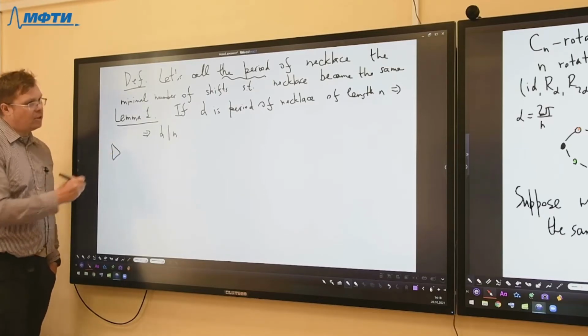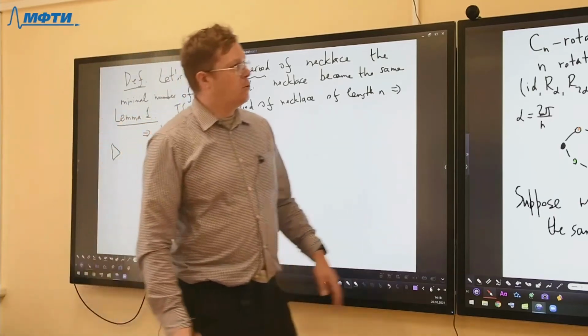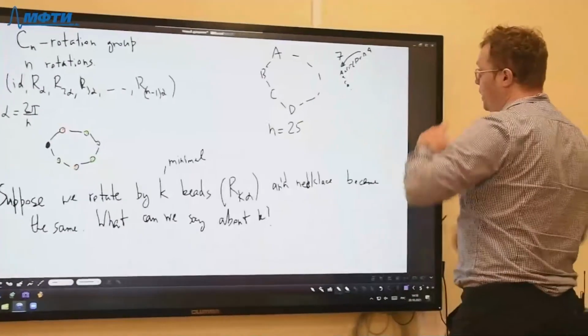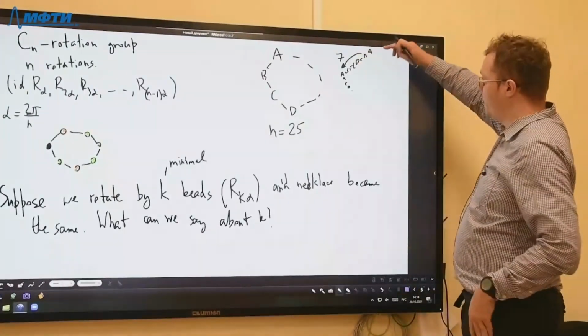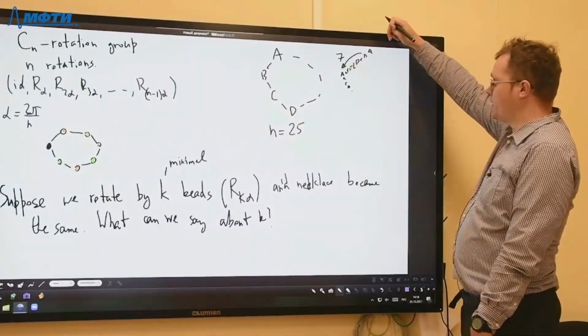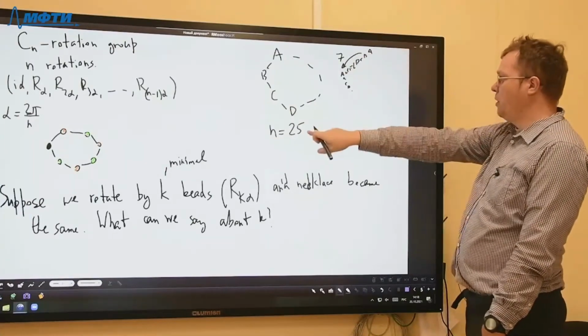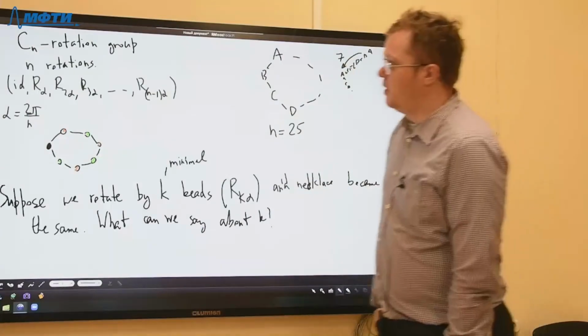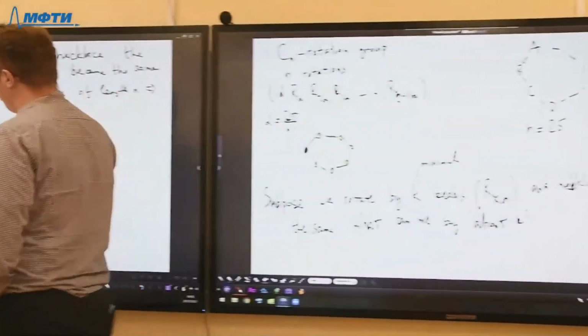So for example, it can happen that I rotated by 1, by 2, by 3, by 4, by 5, by 6, and nothing else. It became different necklaces, and on the seventh rotation, it became the same necklace. It can occur only if n is divisible by 7. So why is that?